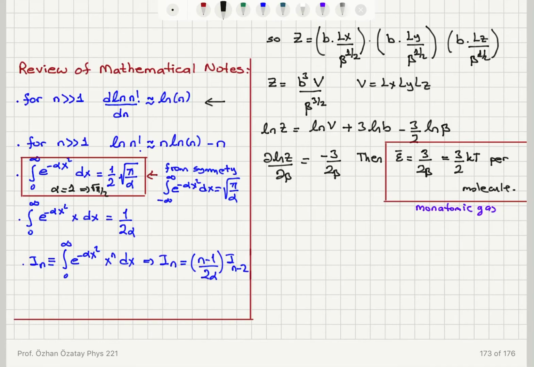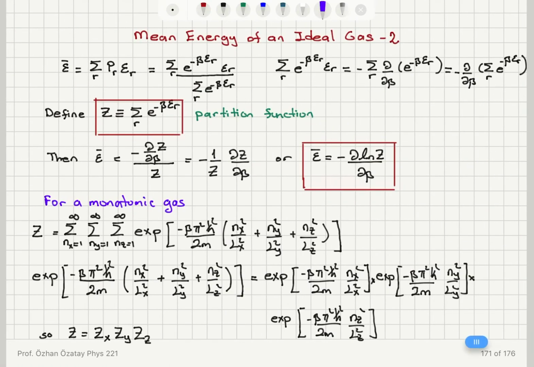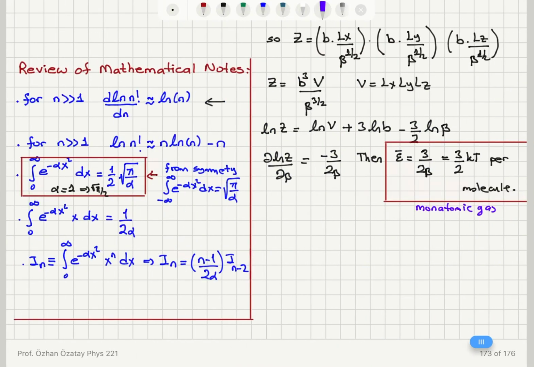Now, if I extend this discussion to the case of polyatomic gas, so let me see. I have done the monatomic gas case. Now there is the polyatomic gas.